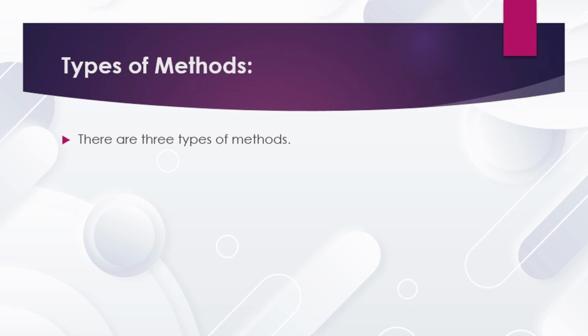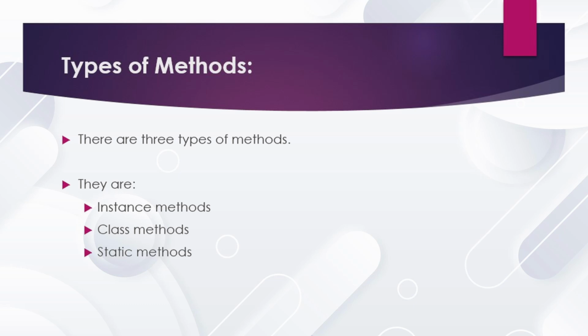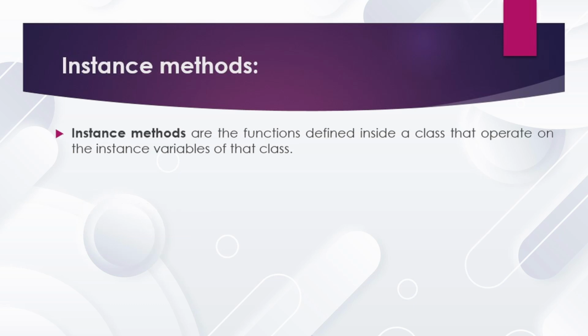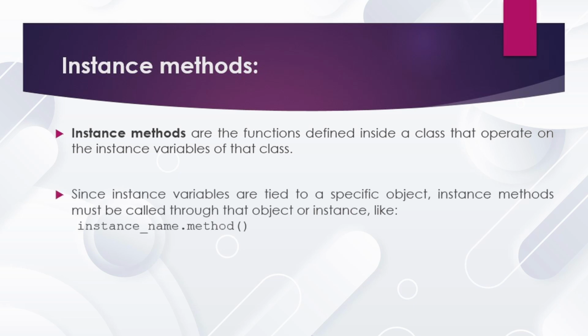There are three types of methods. They are instance methods, class methods, and static methods. Instance methods are the functions defined inside a class that operate on the instance variable of that class. These methods are specifically designed to work with the data that is unique to each object or instance of the class. Since instance variables are tied to a specific object, instance methods must be called through that object or instance.